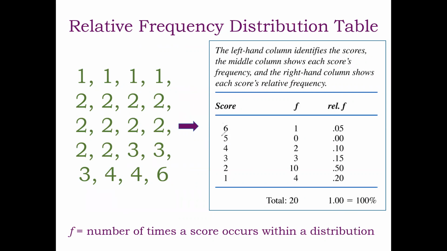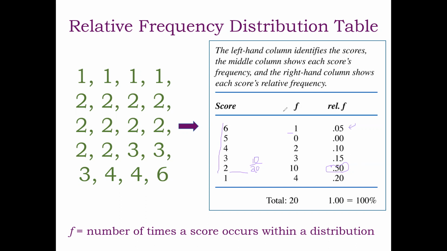We have the score here, we have its frequency here, and then we have its relative frequency here, right? So to get the relative frequency of 2, there are a total of 20 scores, 1 plus 2 plus 3 is 6, 16, 20, right? The relative frequency of 2, we just divide 10 by 20, and we get 0.5, right? So 50% of the scores are 2. The relative frequency, which we express as a proportion, is 0.5.